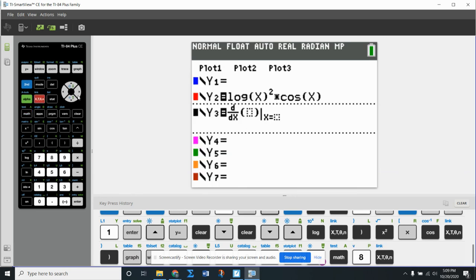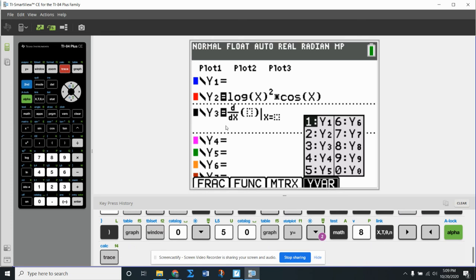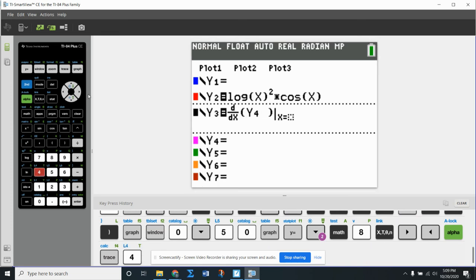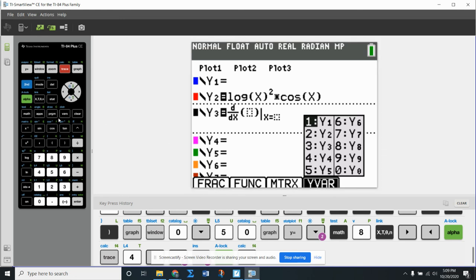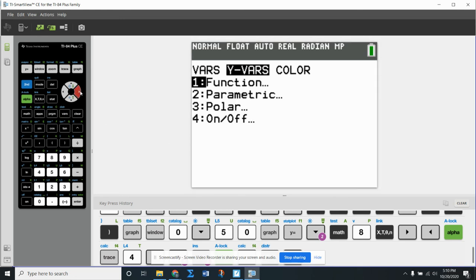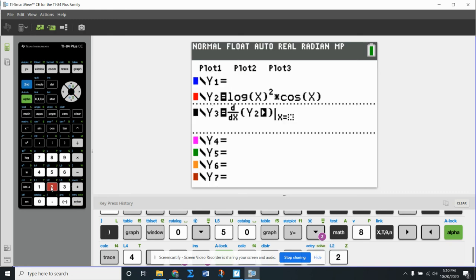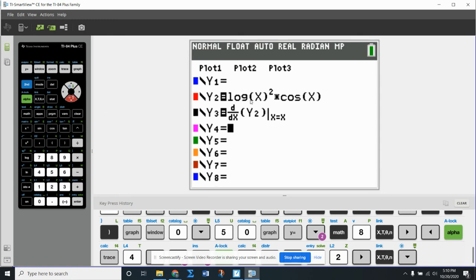So I'm going to differentiate with respects to x. I believe here I can also just go and use shortcuts like my y variables, like I've hit alpha trace y4. Sorry, I don't want y4. My equation's in y2. But again, you can use those shortcuts. So the easiest way, alpha trace brings up your y variables, or you can hit the vars menu and go over to the y variables. When we write it in terms of y, that's a function. I have my equation stored in y2. Or again, you could just literally go back and type that expression instead of y2.